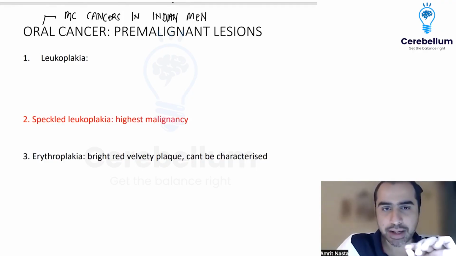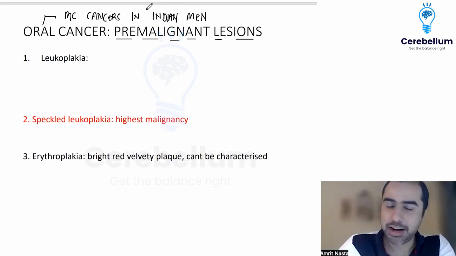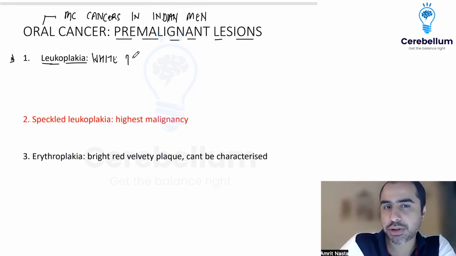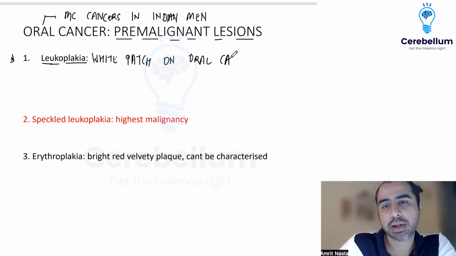But more importantly, in oral cancer, there are some pre-malignant conditions. If you notice, for all the cancers we have done in the GIT, we will do it like this: we did risk factors, we did pre-malignant conditions. So what are its pre-malignant conditions? Questions come on this. One is called leukoplakia. Leuko means white. Plakia means plaque or patch. So leukoplakia is a white patch on oral mucosa, like tongue, cheek.